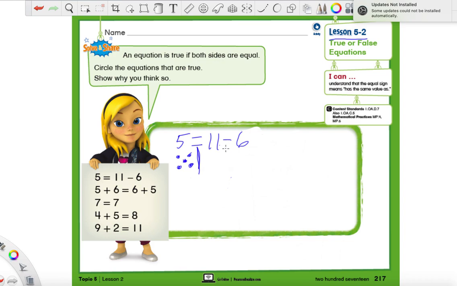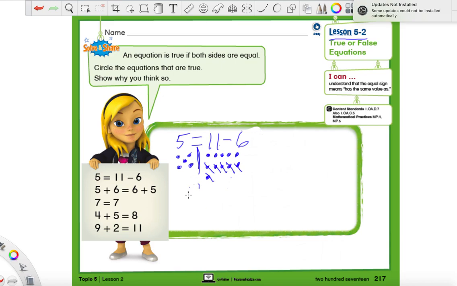Now, 11 minus 6 is subtraction. So I can also just make dots over here. I can make 11 dots. 3, 4, 5, 6, 7, 8, 9, 10, 11. And now I need to cross out 6. 1, 2, 3, 4, 5, and 6.